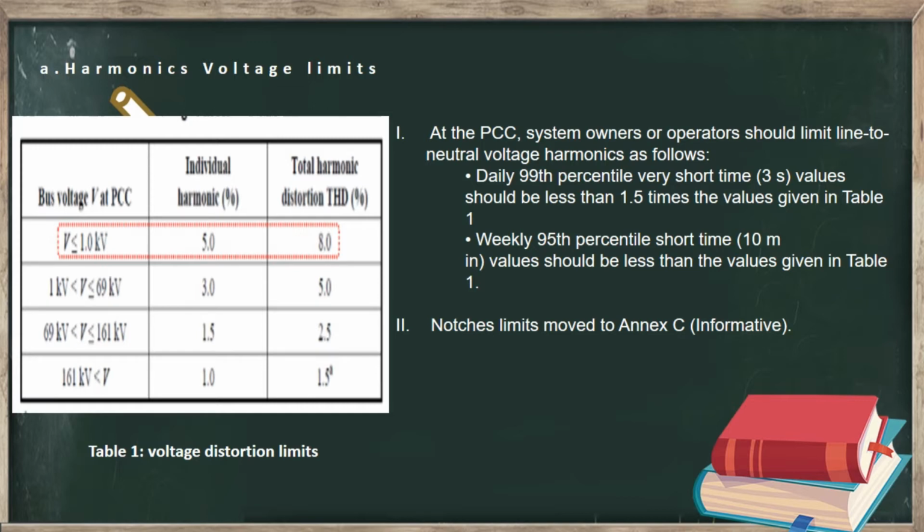So first, at daily 99 percentile, very short time, about 3 seconds, values should be less than 1.5 times the value given. And second, weekly 95 percentile, short time, about 10 minutes, values should be less than the value given.